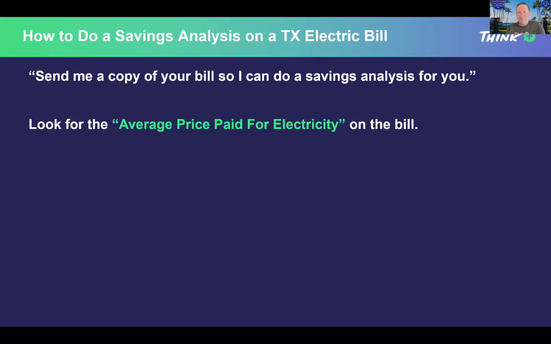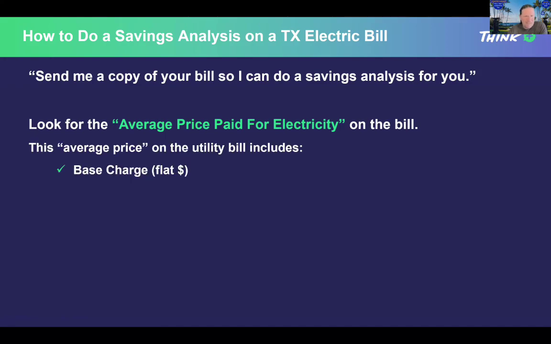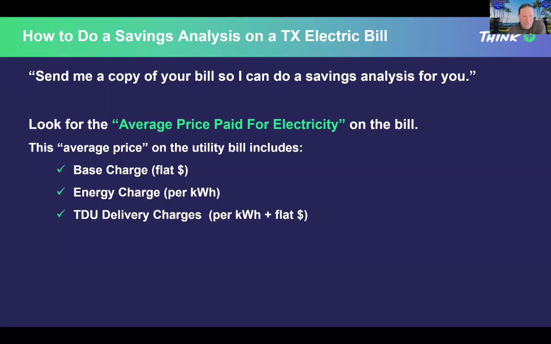You look for the average price paid for electricity on the bill. By law, it has to say that on the bill. This average price includes the base charge. It includes the energy charge per kilowatt hour, which a lot of people think is what their rate is. It's not. That's just one part of their rate. And it includes the TDU, the transmission and delivery charges, which is a per kilowatt hour plus a flat fee included. It does not include taxes.